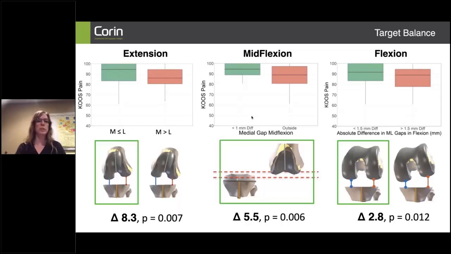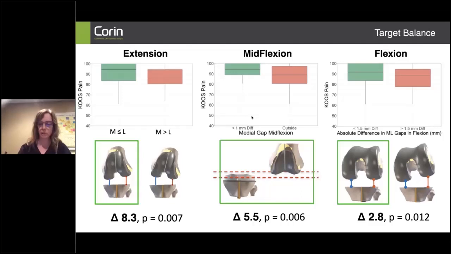For example, we see in full extension that patients who have ligaments that are within a millimeter of each other, or perhaps 1 millimeter tighter medially than laterally, those patients do report better outcomes in terms of pain. Similarly, in mid-flexion, defined by us as between 30 and 50 degrees of flexion, again, less than 1 millimeter difference medially to laterally in terms of length of the ligaments shows better outcomes. And at 90 degrees of flexion, less than 1.5 millimeter difference.